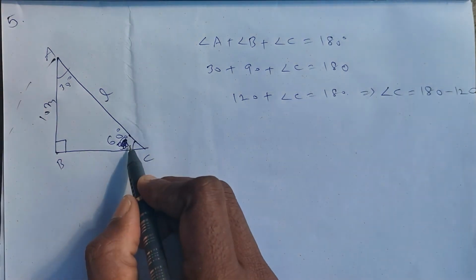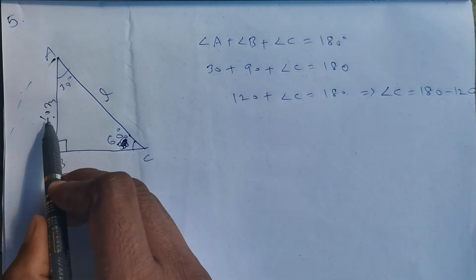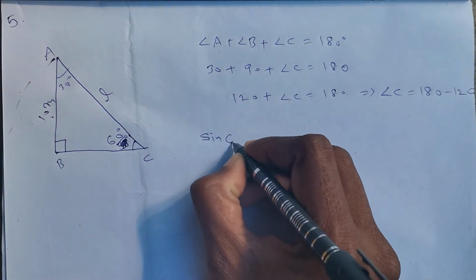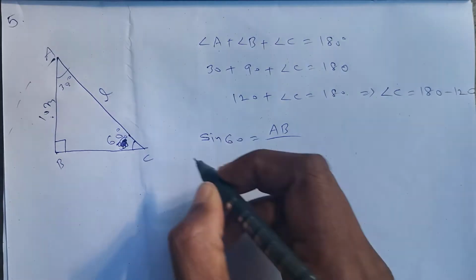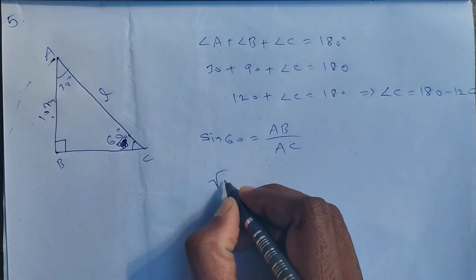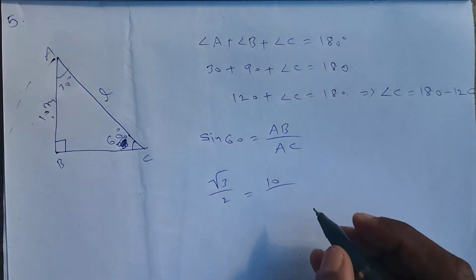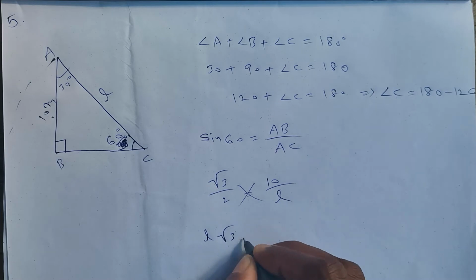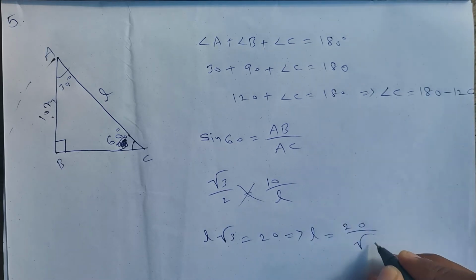Now here I have the angle. So opposite to this is 10 and hypotenuse is L. Opposite over hypotenuse is nothing but sine. So sine 60 is equal to opposite AB by hypotenuse AC. Sine 60, root 3 by 2, is equal to AB is 10 divided by AC is L. If you do cross multiplication, L into root 3, L root 3 is equal to 2 tens are 20. We want L value, so I will take root 3 to the right side, so 20 by root 3.